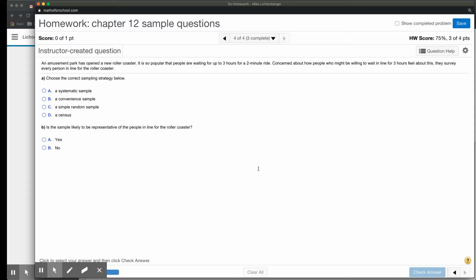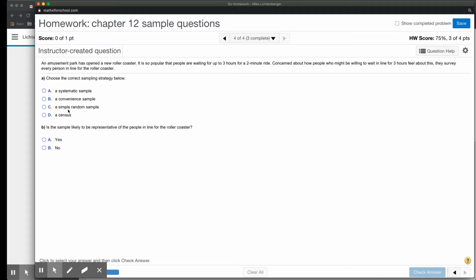Okay. Number 4, an amusement park has opened a new roller coaster. It is so popular that people are waiting up to 3 hours for a 2-minute ride. Concerned about how people who might be willing to wait in line for 3 hours feel about this, they survey every person in line for the roller coaster.